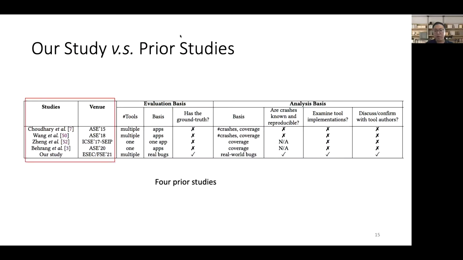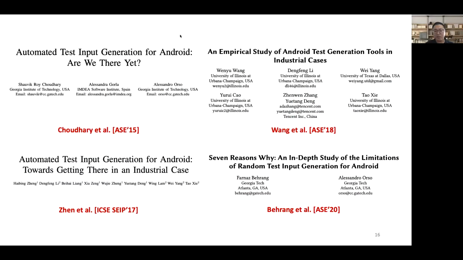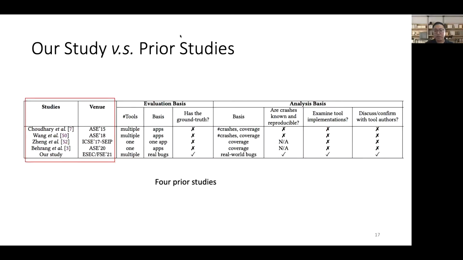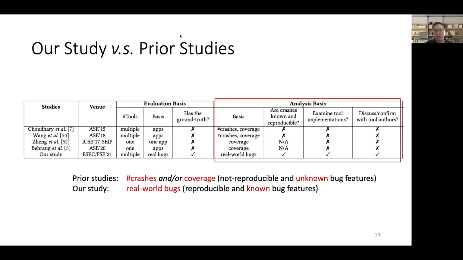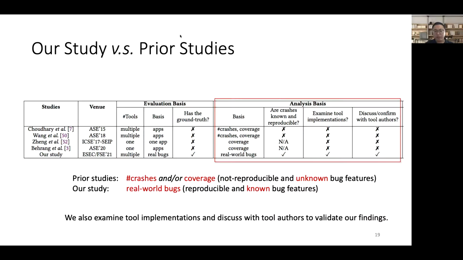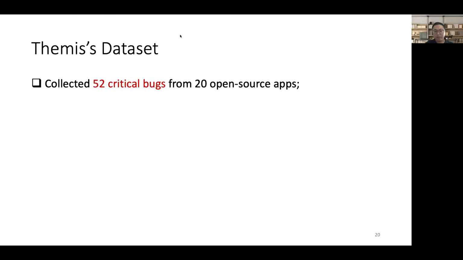In fact, before our work, there have been 4 major studies which investigate and understand the effectiveness of existing testing tools. The unique difference between our study and prior ones is that we use real-world bugs as the ground truth, which are reproducible and have non-flaky features, to benchmark automated GUI testing tools. In this way, we can provide direct and in-depth answers. In addition, we examine tool implementations and discuss with tool authors to validate our findings.